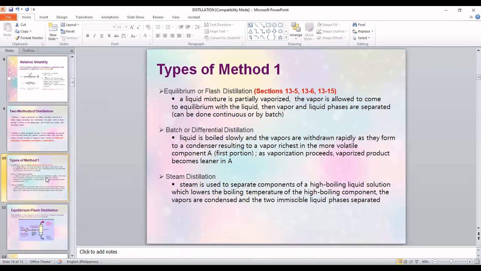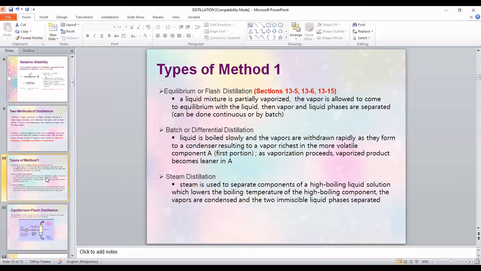Now, we do this in the laboratory actually. But in the industry, as the term steam suggests, steam here is used to separate components of a high boiling liquid solution. The purpose of using steam here is to lower the boiling temperature of the high boiling component or components. The vapors here are condensed and the two immiscible liquid phases separated.